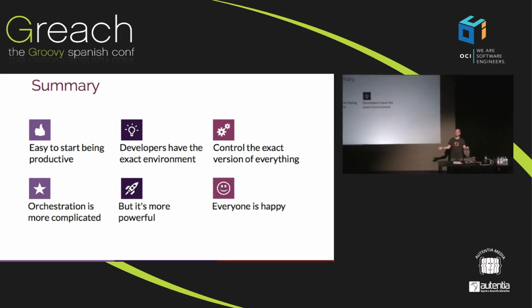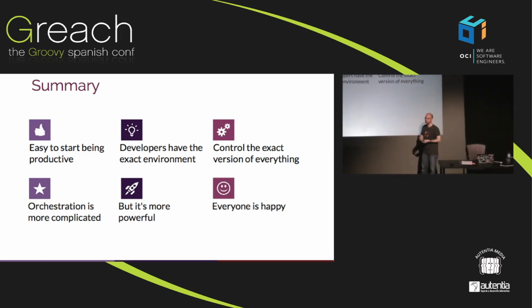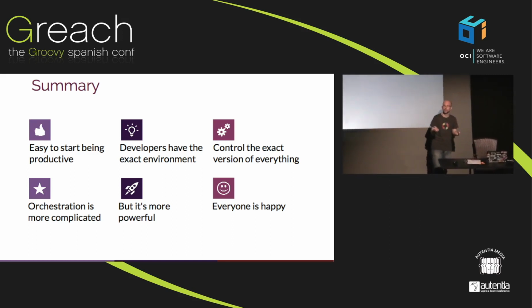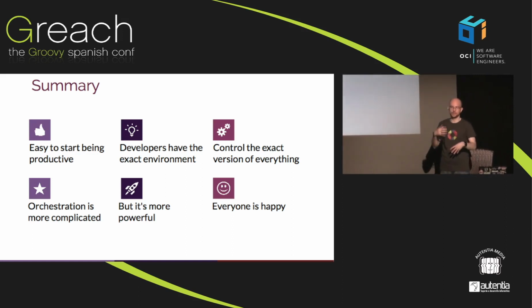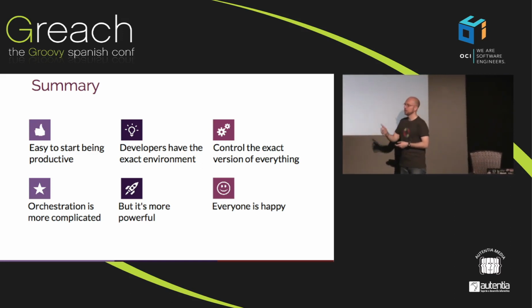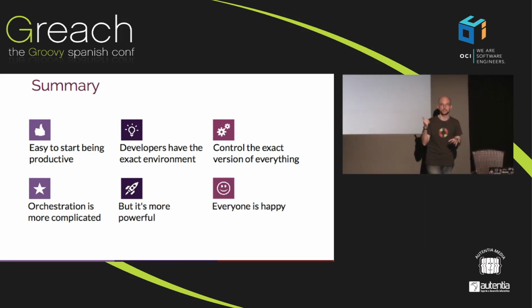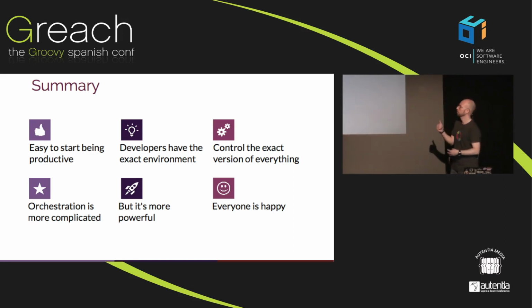The developers, the whole development team, now have the exact same environment, and we can control exactly the version of everything. So if we want to switch to Postgres 9.5 tomorrow, we are going to do it because we want to, not because my buddy is updating the distribution and it's broken and everything is falling apart. But on the other side, the orchestration is more complicated. This example was pretty simple, but if you create a more complex application with different components, this Docker file can be really huge. But on the other hand, it's more powerful because you can use it for production.